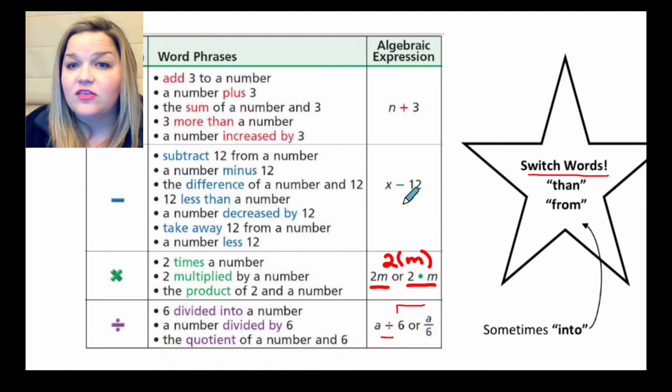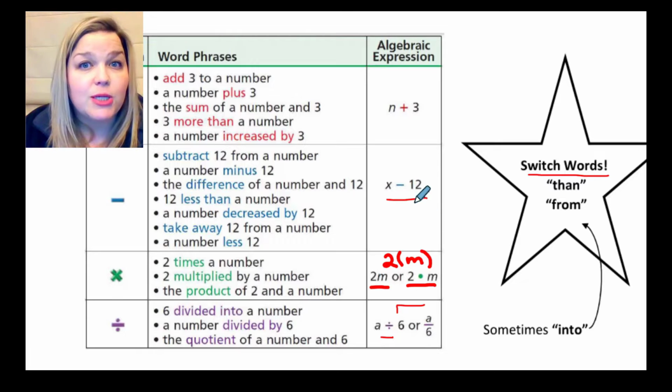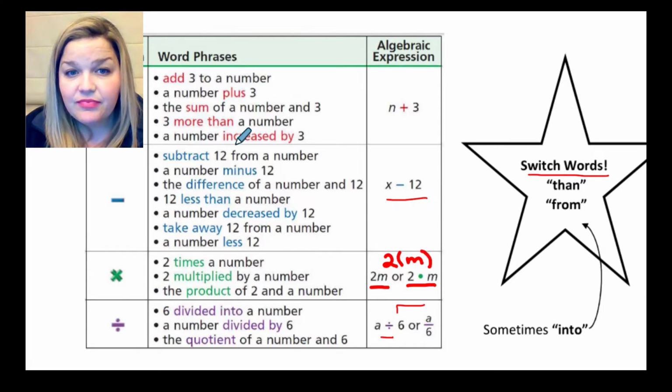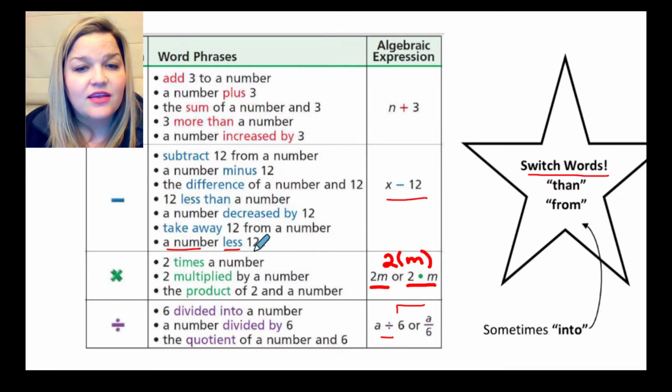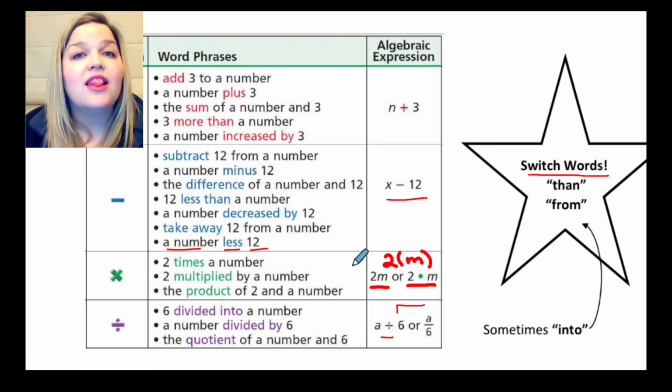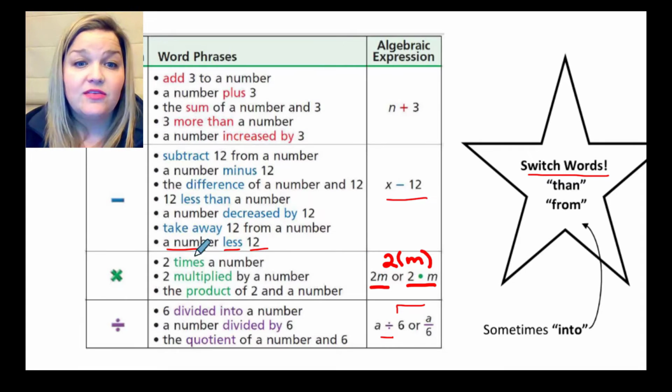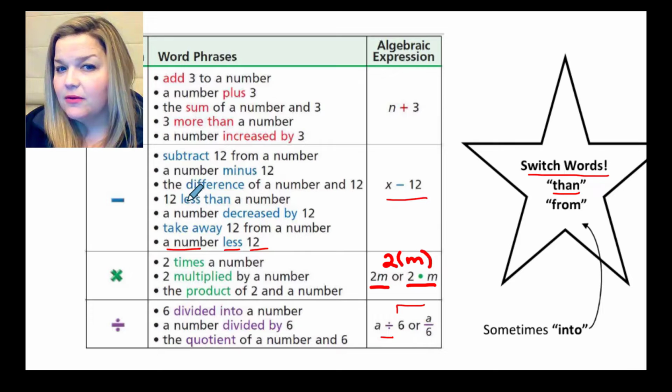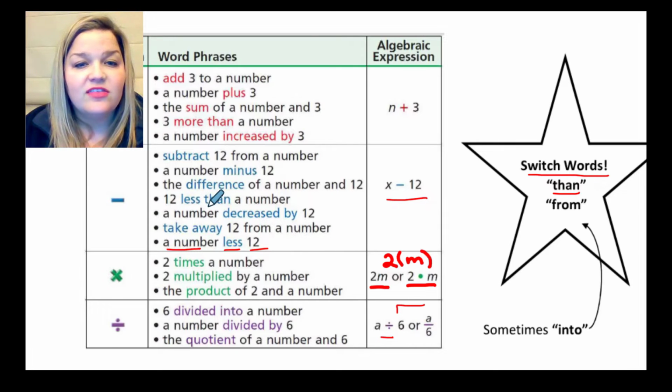Remember, all of these phrases translate to the algebraic expression that's over in our right-hand column. So if I see a number less 12, I'm just going to translate that as a number less 12. Pretty straightforward. But what happens when you insert the word than? So we see up here, 12 less than a number.